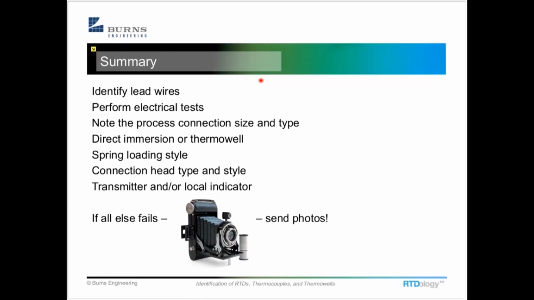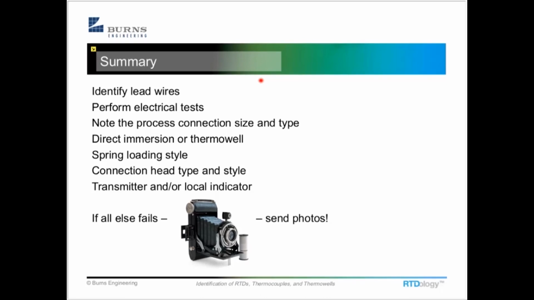I also should mention too that I did find a really good thread identification guide that Swagelok puts out, and you can just go on Google and search for that. They do a really good job of identifying all the different NPT and BSP and metric thread sizes and how they're used and what they're used for. So that's a big help in identifying what size threads your temperature probe may have on it, and also the thermowells. And then note the spring loading style and the connection head.